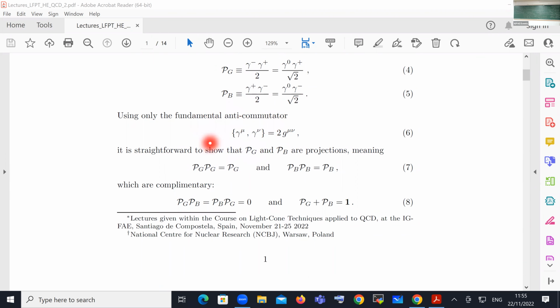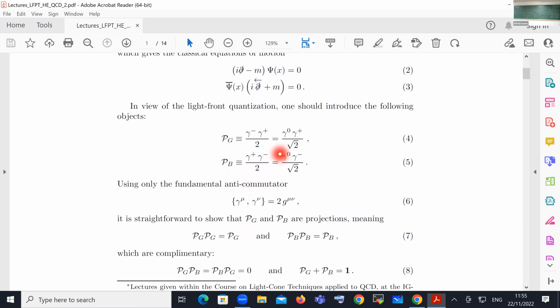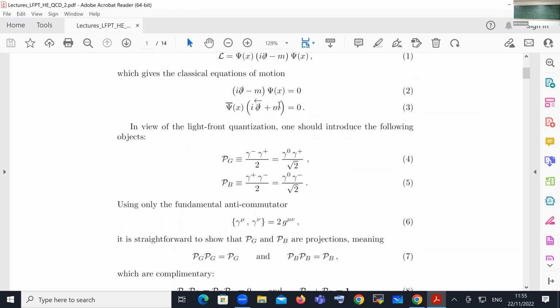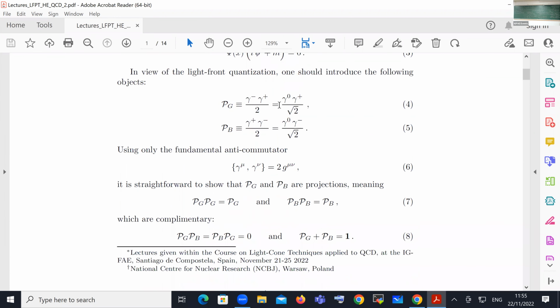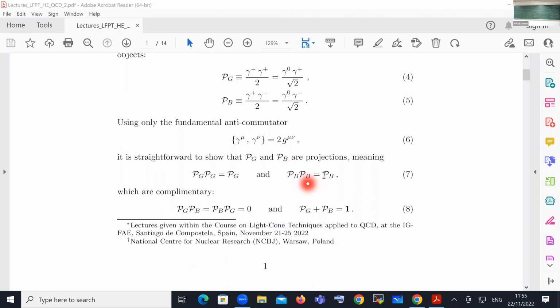So if you just play with this, you can convince yourself that these two guys here are projections, in the sense that if you multiply twice by this, it's the same as multiplying once, or the same for the other guy. In addition, they are also complementary projections, in the sense that if you apply both of them, you get nothing. And if you sum the two, you get identity. So this is really a projection which splits your Dirac field, or a spinor field, into two pieces.